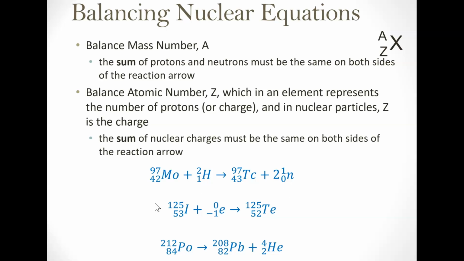I'll let you take your time. You can pause the video to examine the second equation. 125 plus 0 is 125. 53 plus -1 is 52. In the third equation, 208 plus 4 is 212. And 82 plus 2 is 84.